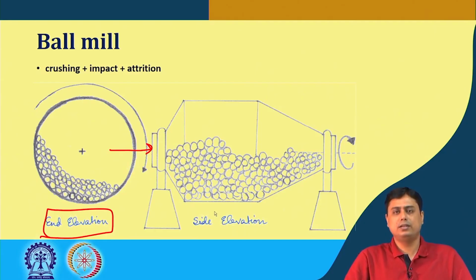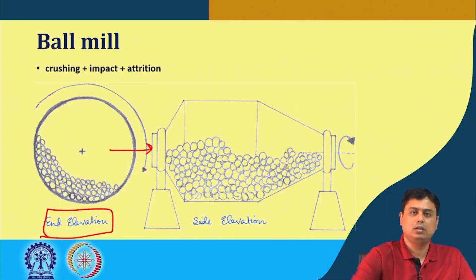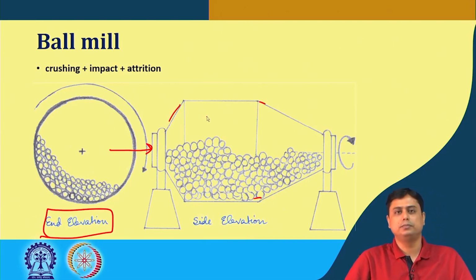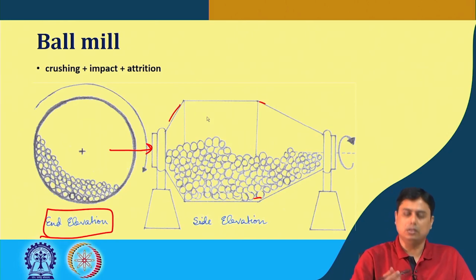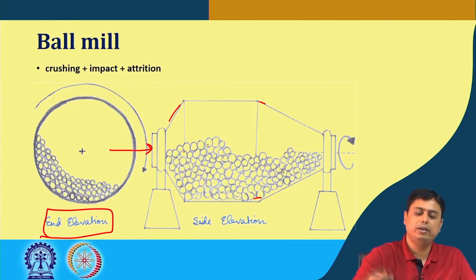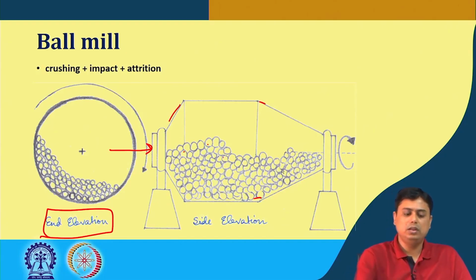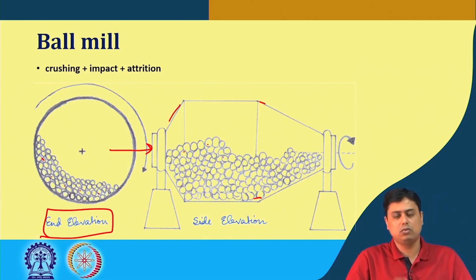It basically consists of a cylindrical portion and a conical portion attached. So this is one conical section, another conical section, and we have a cylindrical section in between. It is filled with several balls. These balls can be made of different materials, say steel balls. The balls also are of different sizes. Why that is so, we will discuss in detail.